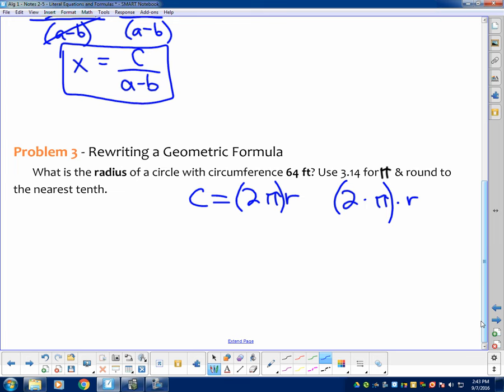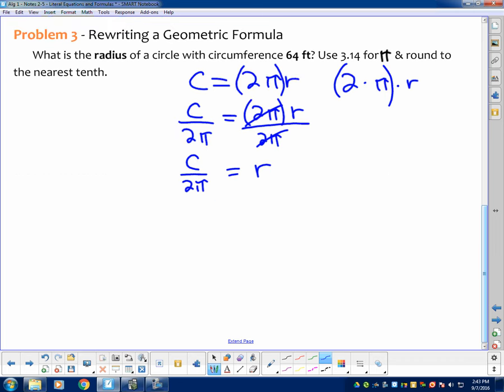So if we have 2 pi times r, the inverse operation of that would be to divide by 2 pi. So we take 2 pi times r, and we divide by 2 pi. Divide over here by 2 pi. The 2 pi's cancel out to equal 1, leaving us with r equals c over 2 pi. So that is the solution to the literal equation. We've solved r in terms of c. Now what we're going to do is replace c with 64. So 64 over 2 pi equals r.